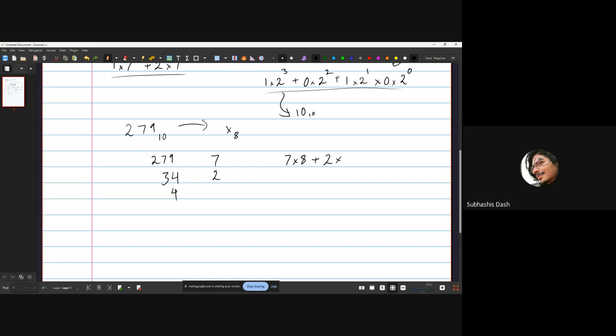2 times... sorry. So essentially what this means is that this is 2 times 8 to the power 2 plus 7 times 8 to the power... my mistake, 4 times. Okay, just give me 1 second. 4 times 8 to the power 0. I think so, something like that will be there.